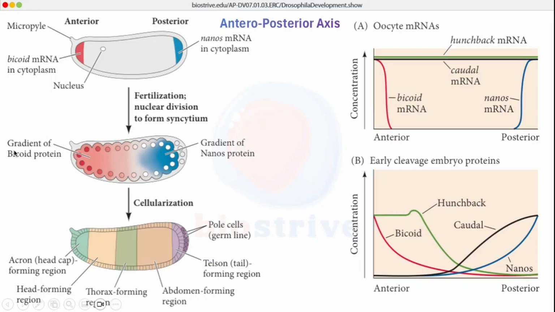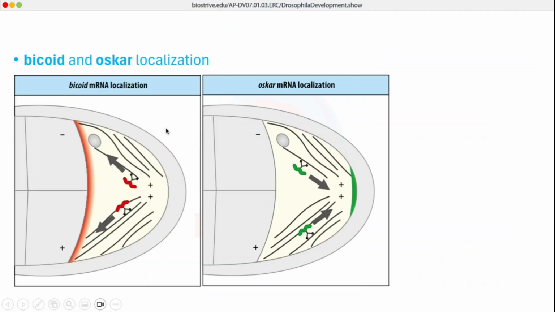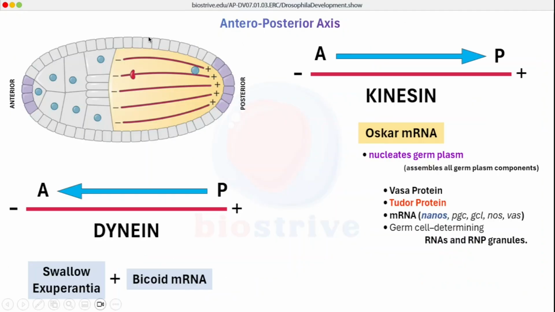Now there is establishment of gradients, the bicoid gradient as you can see, and the nanos gradient, nanos toward posterior and bicoid towards anterior, and there will be cellularization, which means that now the follicle cells which we talked about right here will be degenerated, and the syncytial divisions will be taking place.